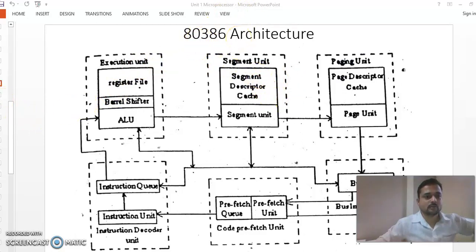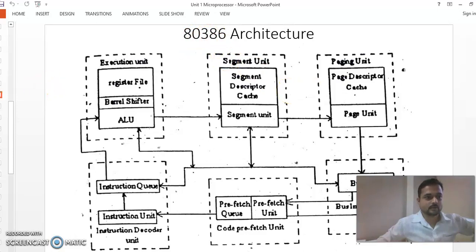If you see further, the 8086 microprocessor has a limitation. The 8086 microprocessor does not have a memory management unit, but the 80386 microprocessor has a memory management unit.